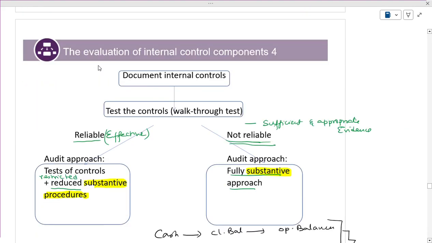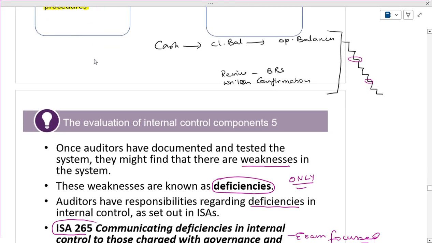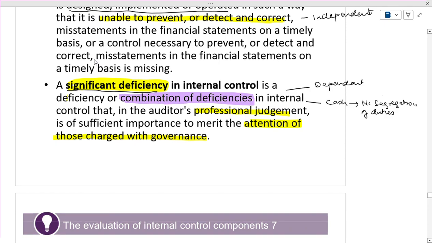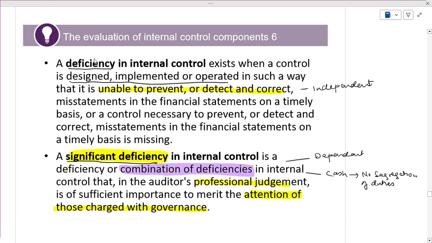Now, coming back to this, you will have a walkthrough test. There are 2 things: deficiency and significant deficiency. A deficiency exists when a control is designed in such a way that it is unable to prevent, detect or correct misstatement on a timely basis. Means if only one error, one mistake, one ineffective control is there, then it is a deficiency.